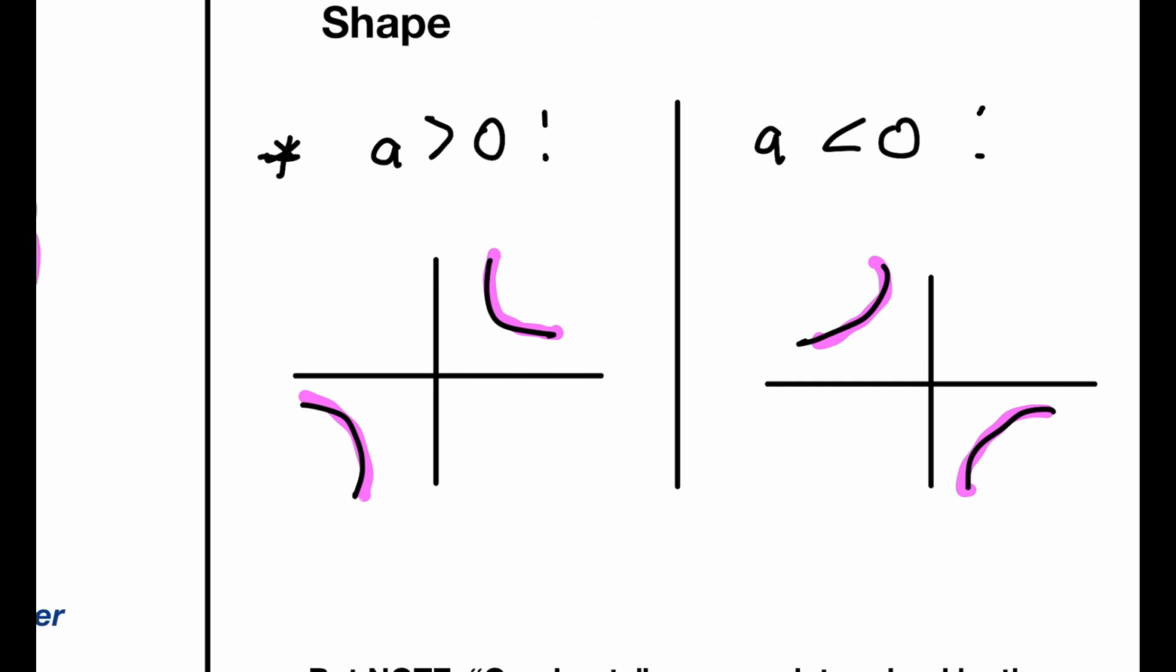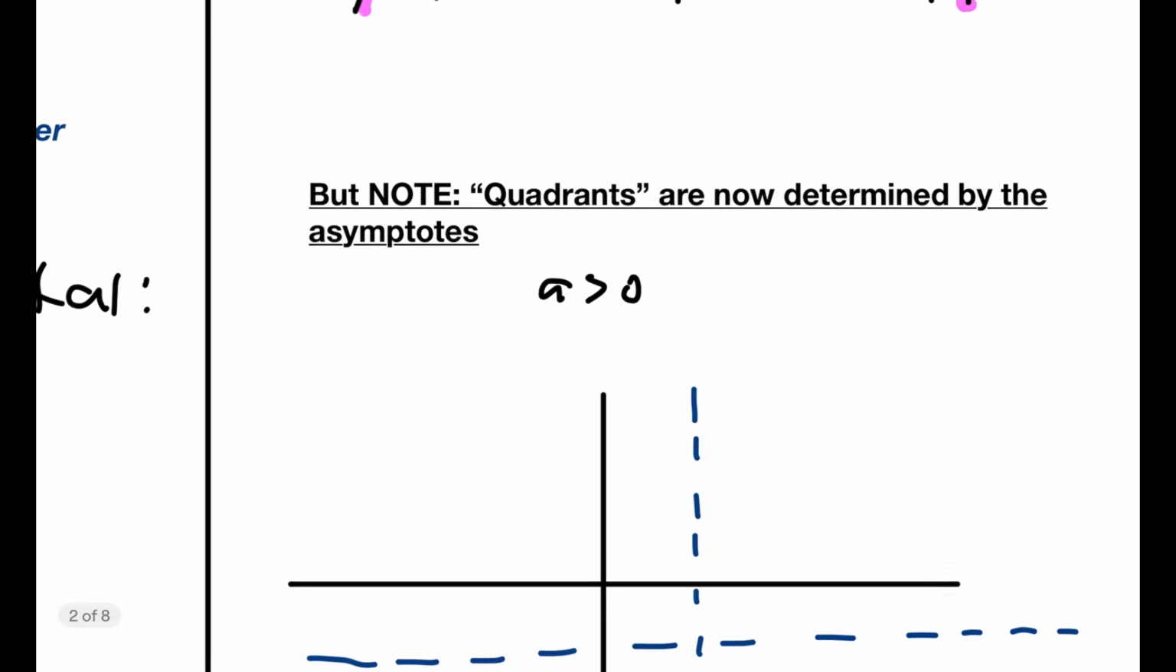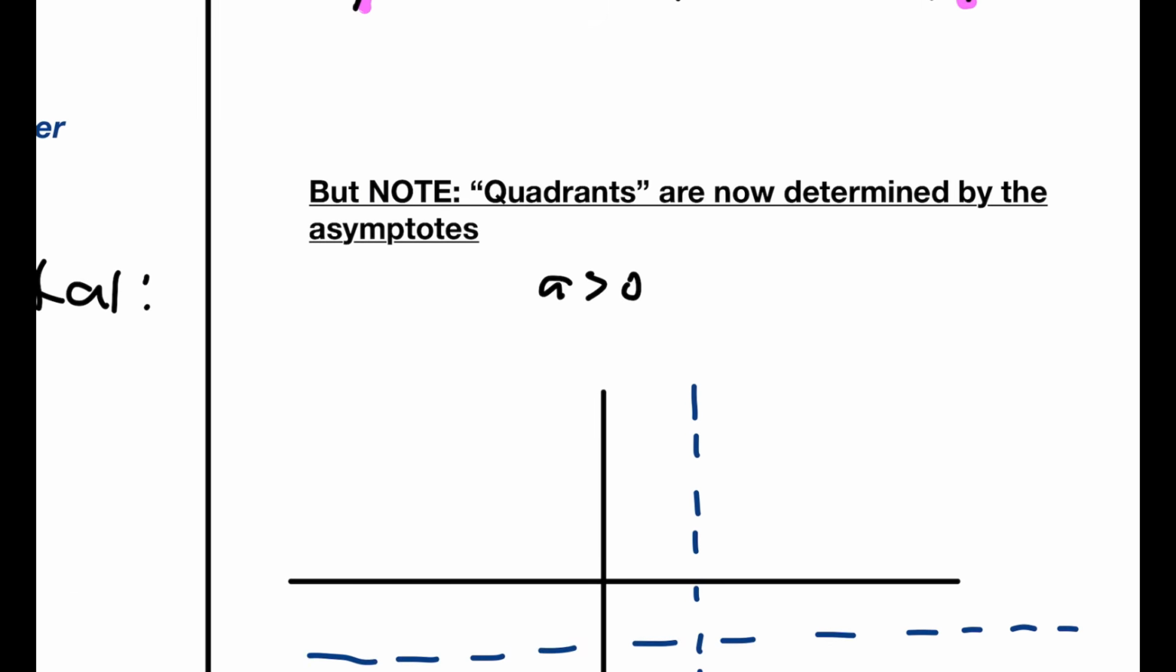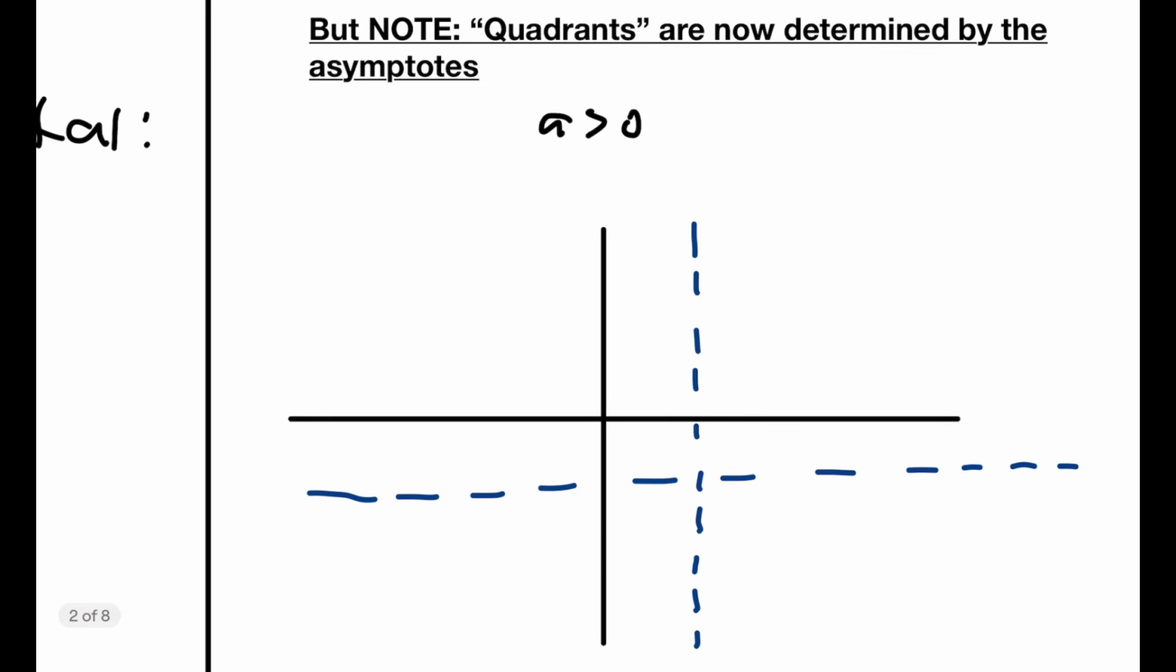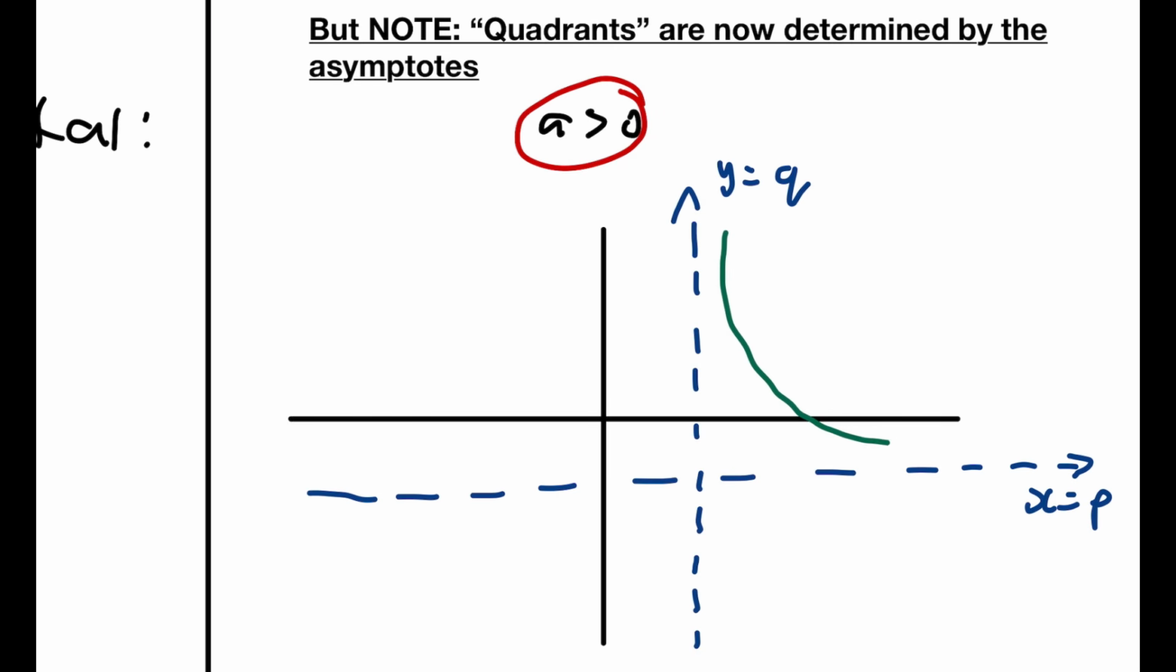But the interesting thing now that we have introduced asymptotes is that quadrants are actually now determined by the asymptotes, not by the y-axis and the x-axis. In other words, the asymptotes now act as the new x-axis and y-axis. So if one of the asymptotes was this blue one here, x is equal to p, and this other one, y is equal to q, and we were told that a is greater than 0, our graph would look something like this. It would completely ignore the x and the y-axis.